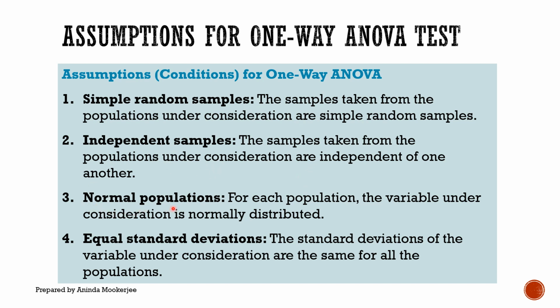Number three, normal populations. For each population, the variable under consideration is normally distributed. And then number four, equal standard deviation. So the standard deviations of the variable under consideration are the same for all the populations. Again, it'll never be exactly equal to each other, but they should be close, all right, almost equal.